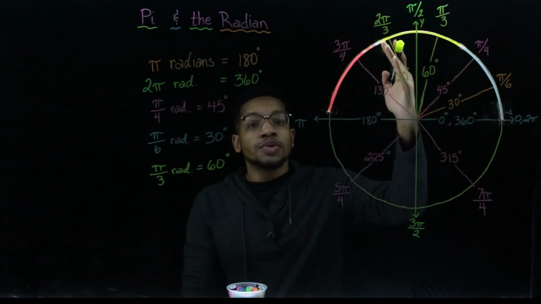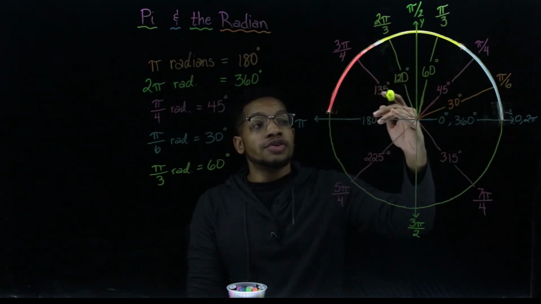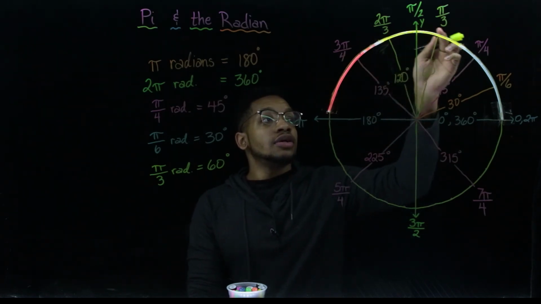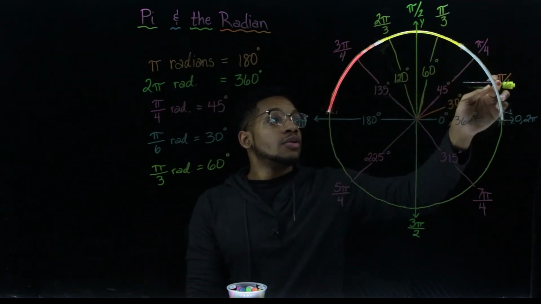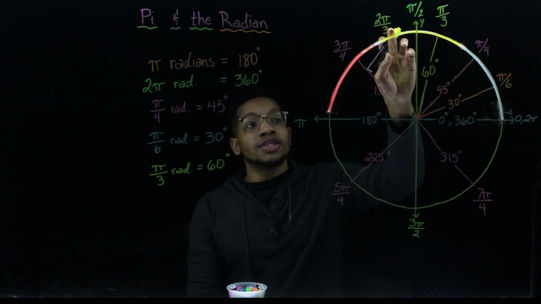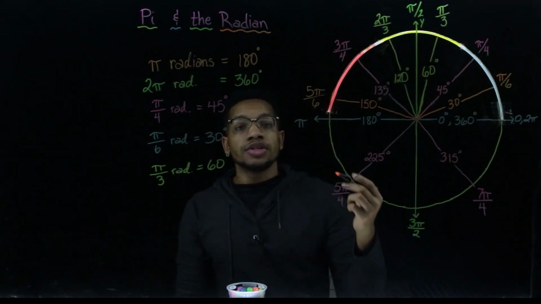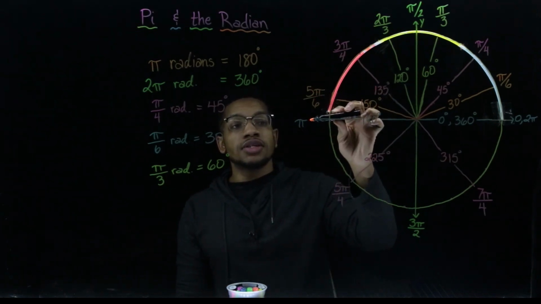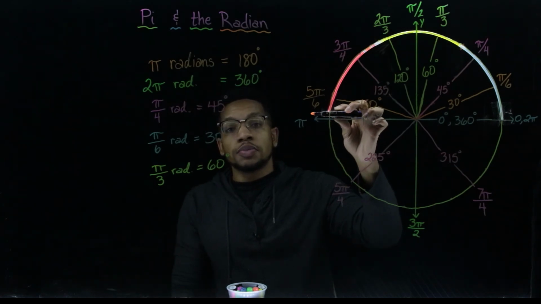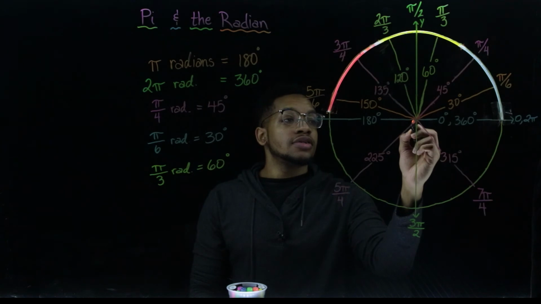And then from 120 degrees, if I add another 30, that'll get me at 150 degrees. So that's 1 pi over 6, 2 pi over 6, 3 pi over 6, 4 pi over 6, 5 pi over 6. And just to check, if I add another pi over 6, that's 6 pi over 6, which is just pi. And I can add another pi over 6 to get me 7 pi over 6.